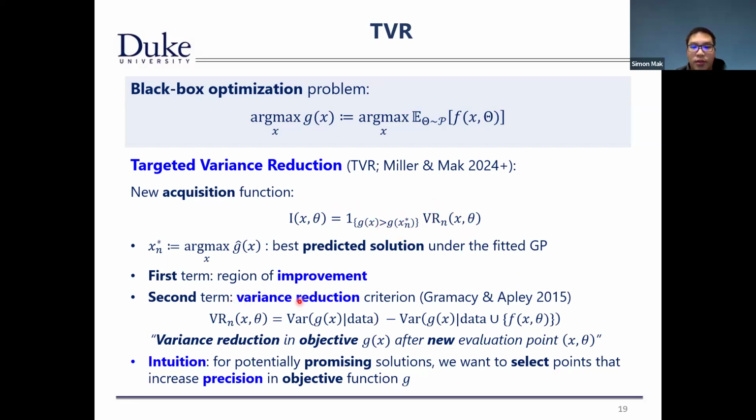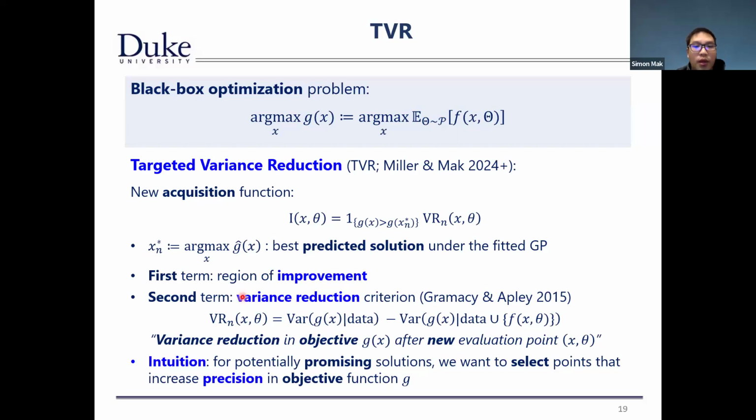Our second term is what's called the variance reduction criterion, explored in the paper by Gramercy and Apley. It's actually quite intuitive. What this quantifies is: if I observe a next point at x and theta, how much of a reduction in the variance do I get? What's the difference between the variance without that new observation and the variance of the objective after I make that observation? Of course, we want to maximize this variance reduction as well. And under a Gaussian process, this can be evaluated in closed form, which is really nice.